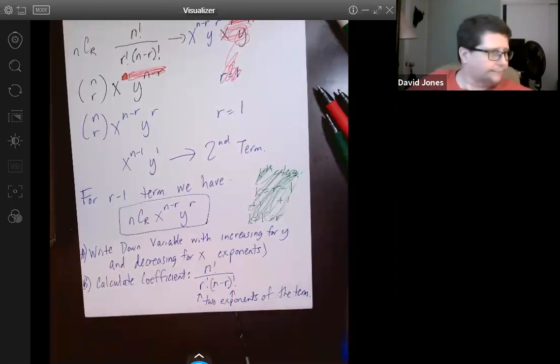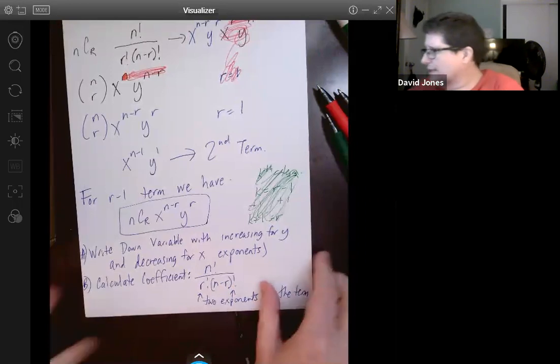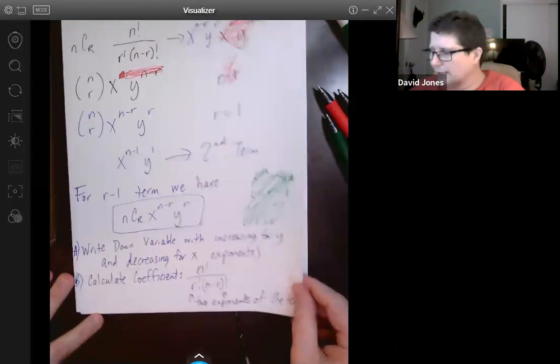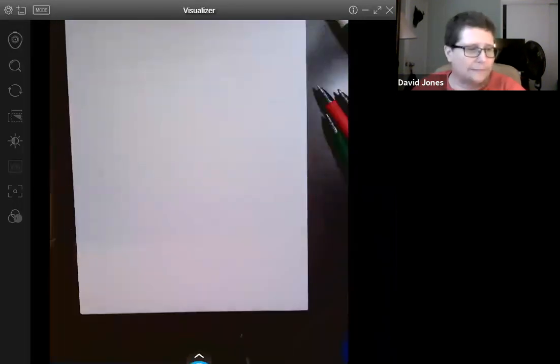Okay. They like to be pains in the butt. The book's going to give you some problems that are a little bit more wonky. So let's look at some wonky problems.